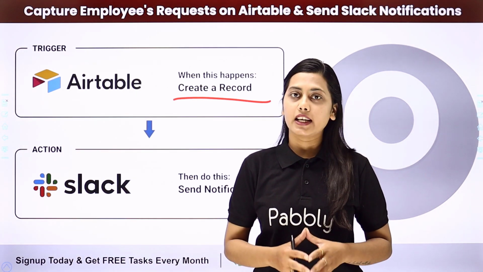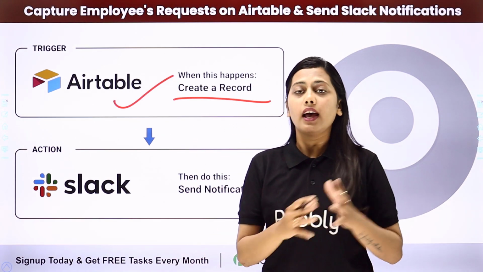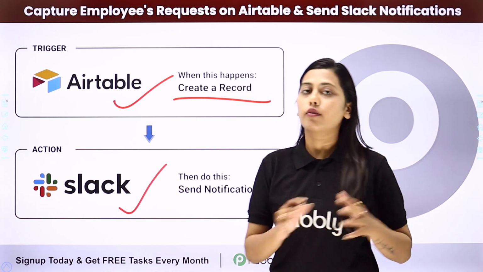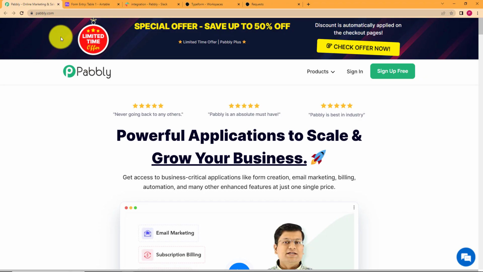We will create an integration where our trigger will be Airtable, where we will create a record, and our action will be Slack, where the notification will be sent. Let us learn how to do it. Let us learn how you can capture your employee's special request on Airtable and then send Slack notifications for the same.